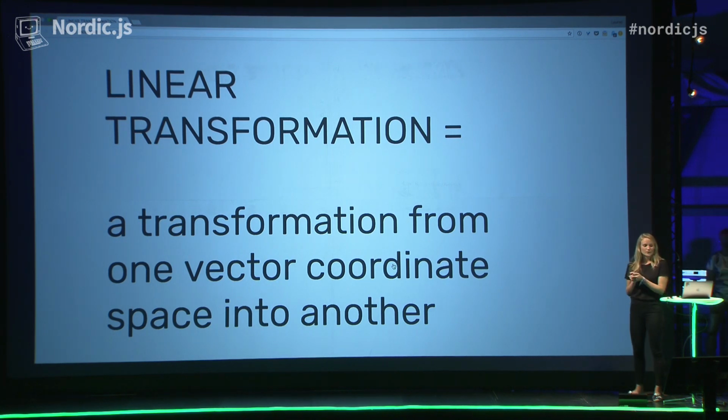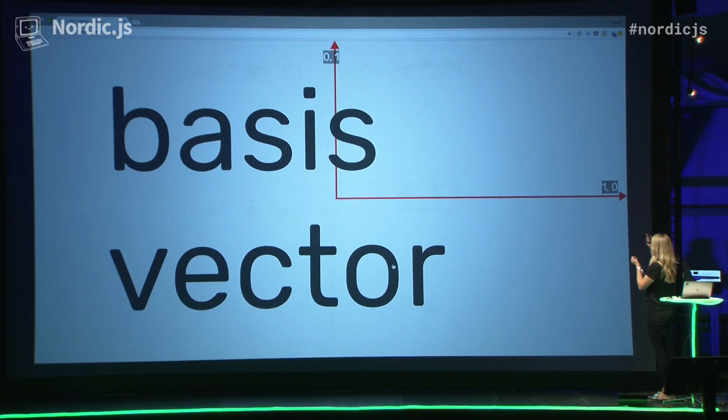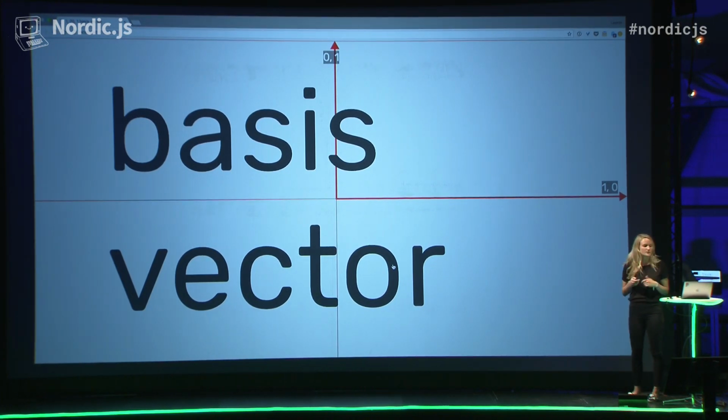So one of the core concepts of linear algebra is this thing called a linear transformation. And a linear transformation is a transformation from one whole vector coordinate space into another. A key concept we should start with here is called a basis vector. And a basis vector represents one unit of measurement isolated along a single dimension. So here in our 2D space we're looking at right now, this is our x basis vector, 1, 0. So it's 1 unit of measurement in the x direction and 0 units in the y direction. And our y basis vector is 0, 1, which is no movement in the x direction and 1 unit along the y-axis. And I'll set up the rest of the grid here, which will help us in a minute.